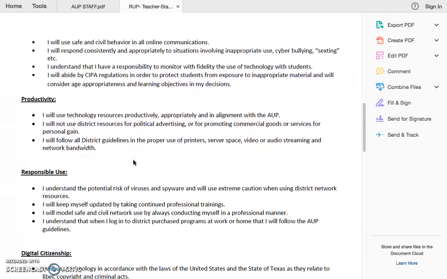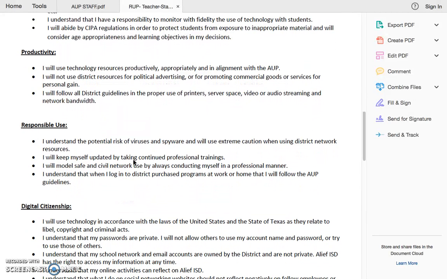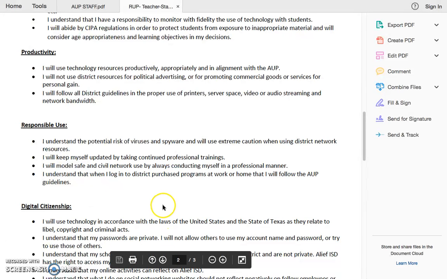The next section is productivity. Resources should be used appropriately and aligned with the AUP. District technology cannot be used for political advertising or promoting commercial goods or services for personal gain. So that means promoting political beliefs or running a personal business using district resources. And also adhering to the proper use of printers, server space, video, audio streaming, and network bandwidth. So again, just using things for educational reasons in an appropriate manner.